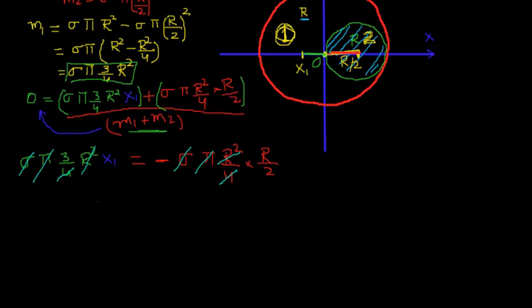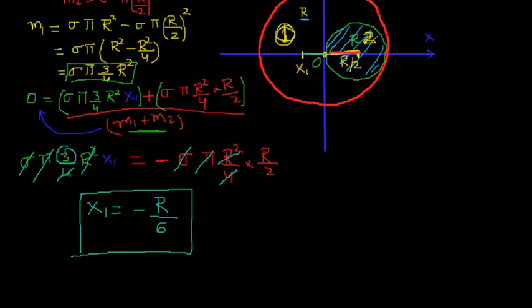Now our x1 is equal to, we are left with only 3 here, which goes on the other side in the denominator, minus r by 6. So this is our answer and we are done. The negative sign here indicates that this coordinate x1 is towards the left of our O. So this coordinate x1 has value r by 6.